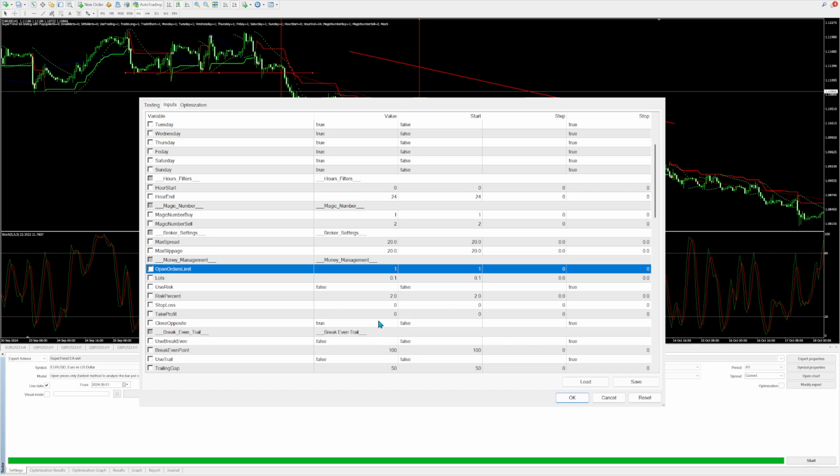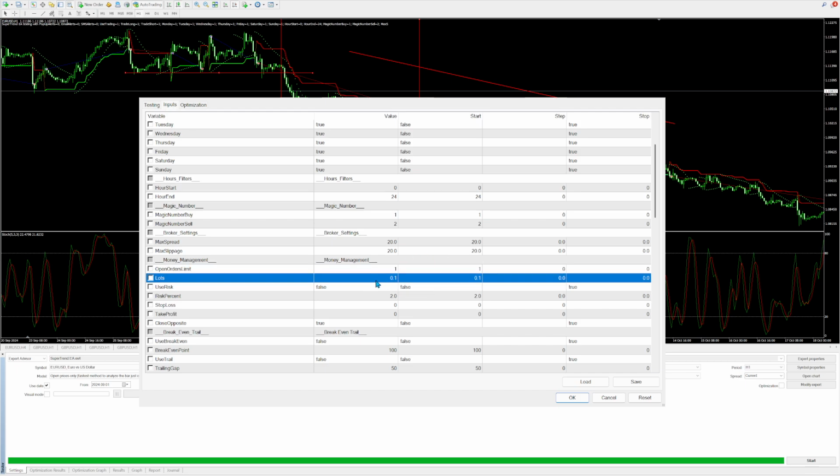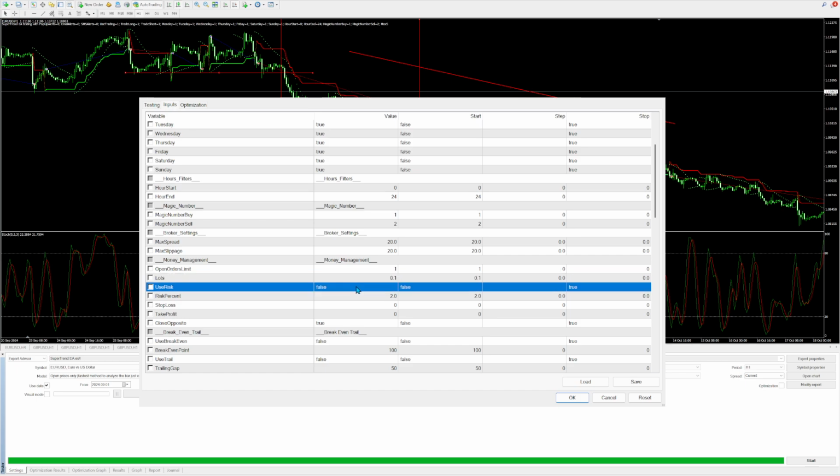So the money management aspect here, open orders limit. This is the maximum amount of open buy and or sell orders that can be at any time. Set to 1 by default. Lots. Okay, this is the position size to trade. The EA will only use the lots if you have user risk set to false.